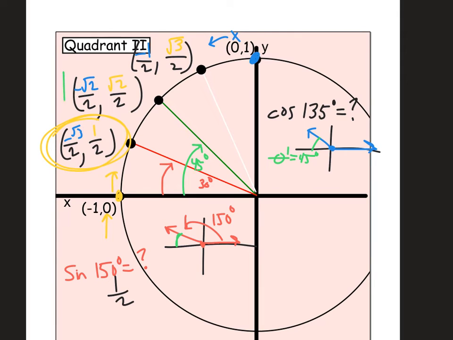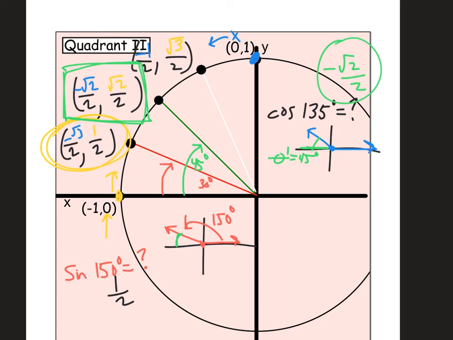Okay, so I'm going to say, all right, here's my 135-degree angle. What is the x-coordinate there? Because I need the cosine, and the cosine is the adjacent side, right? X value. X value is -√2 over 2. Okay, that's what this can do for you.